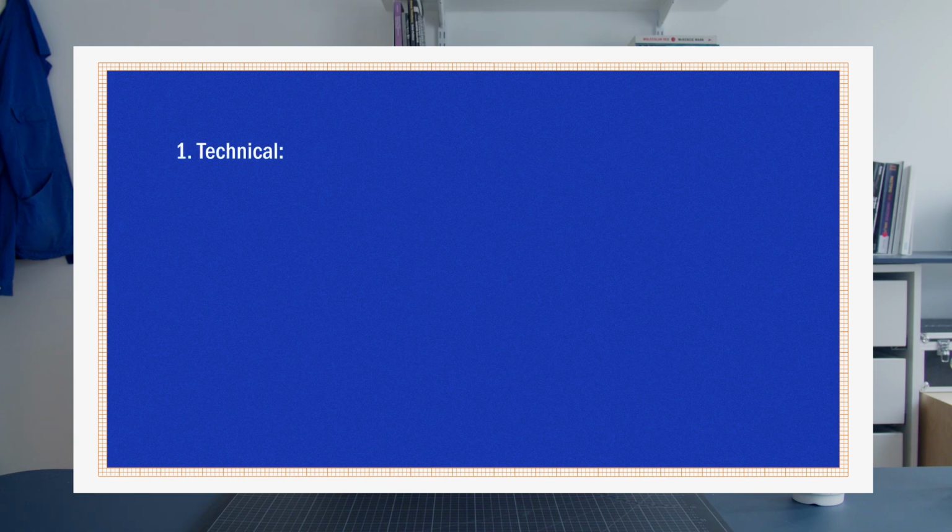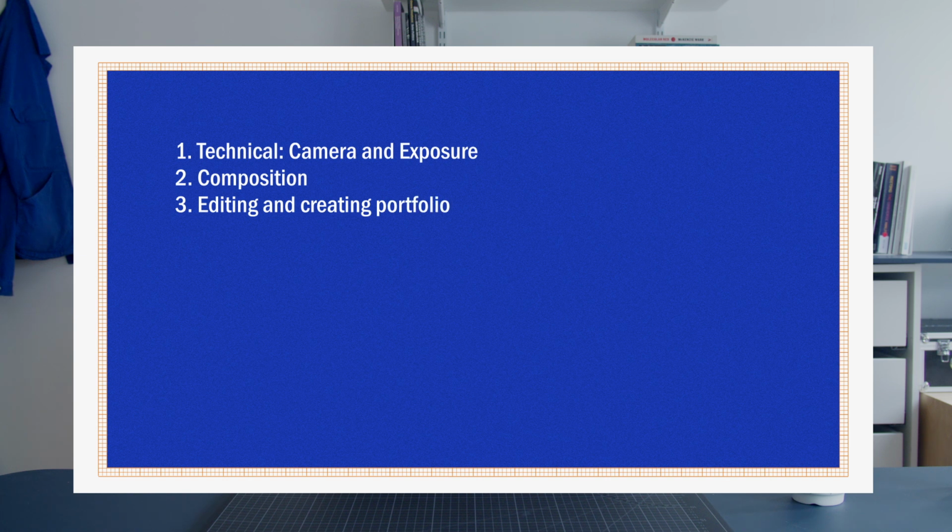This course is divided into 3 sections. First, we'll start with the technical part about controlling your camera and exposure. Then we'll move on to different things to keep in mind in terms of composition. And finally, we'll conclude by editing photos so that by the end of this course, you'll be able to properly document your work.